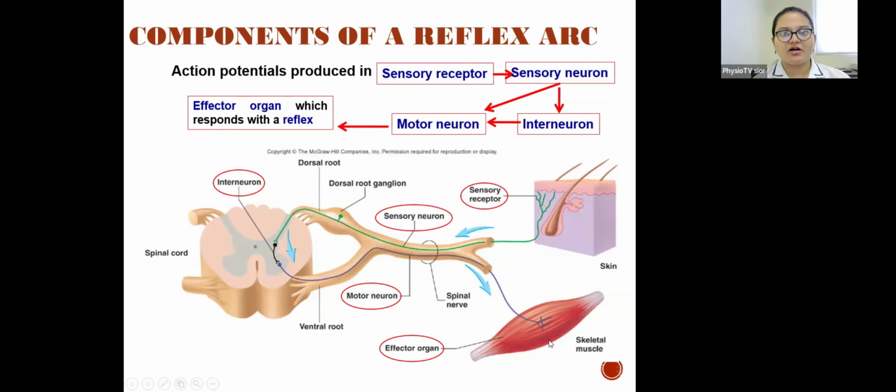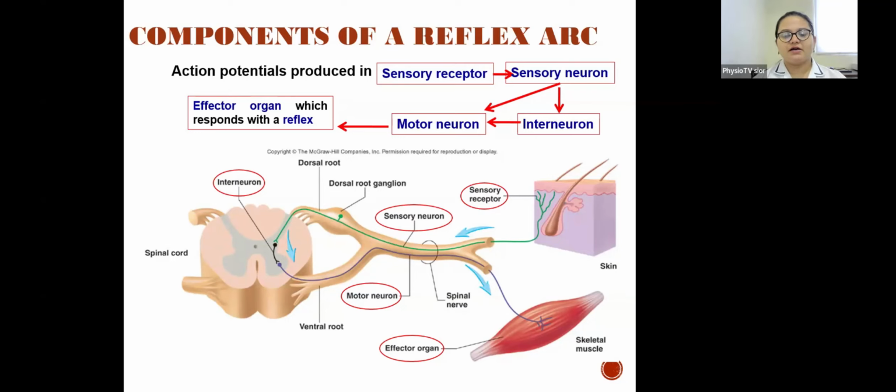Whatever reflex that you get depends on the part where the sensory stimulus has been acted, and the effector organ will differ. So when we touch a hot object, the effector organ is going to be muscles of the upper limb. If we are walking on a hot surface, right? Then the effector organs are going to be muscles of the lower limb.